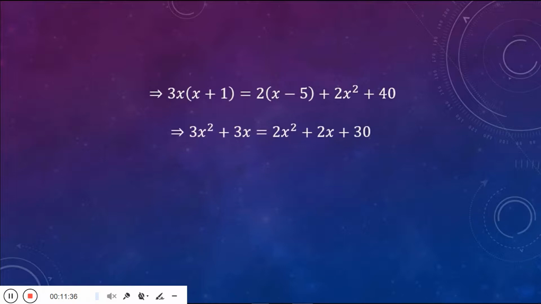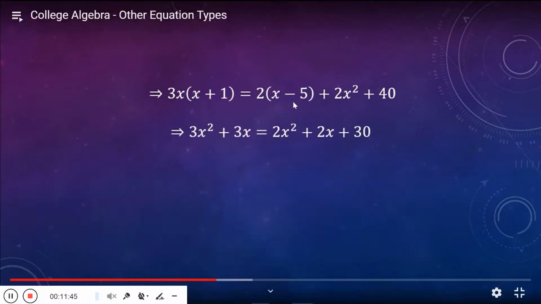We're going to multiply things in. 3x squared plus 3x equals 2x squared plus 2x. And then we have the 2 times the negative 5, which is negative 10, plus 40, which gives me 30.